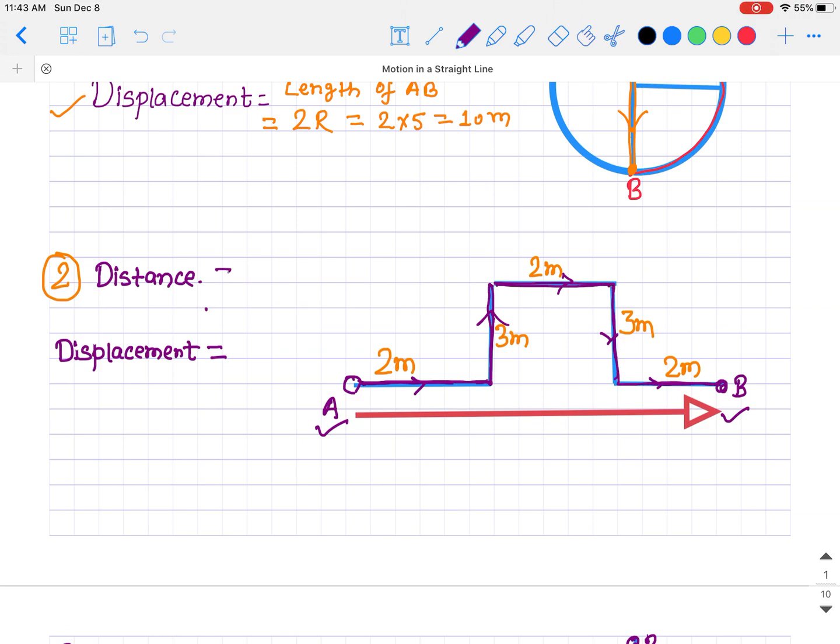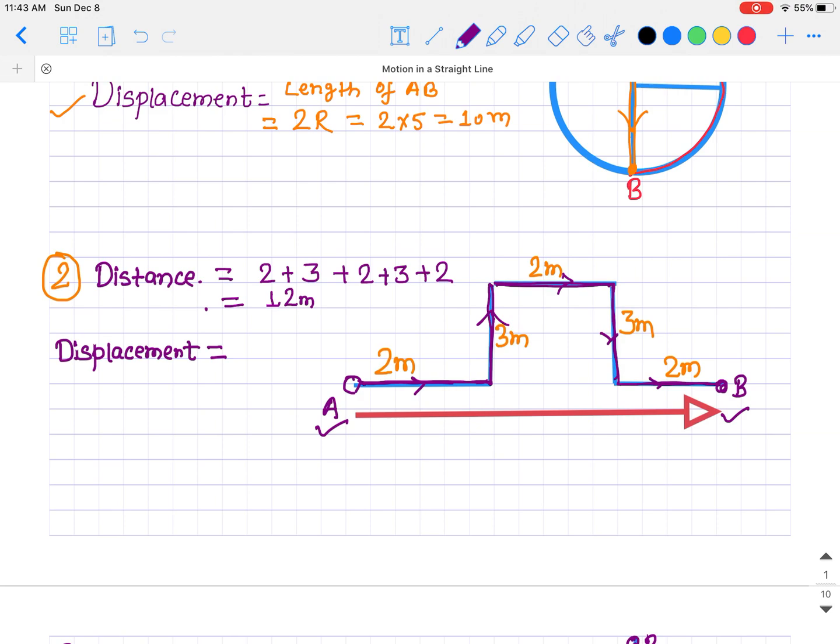So if I need to add them together, what I get is 2 meter plus 3 meter plus 2 meter plus 3 meter plus 2 meter. Okay, if you add them together, what number do you get? 5, 5, 10, 12 meter. So the total distance is 12 meter.